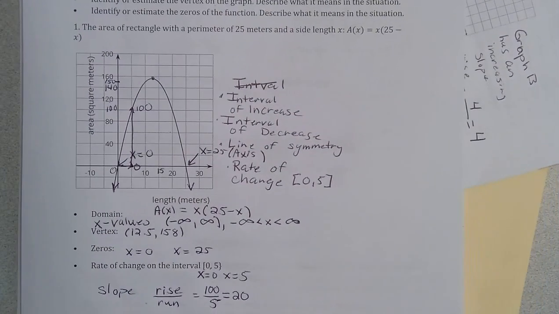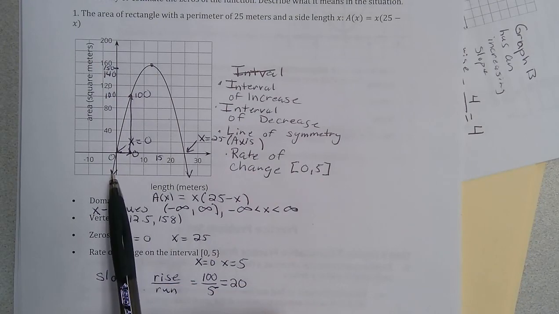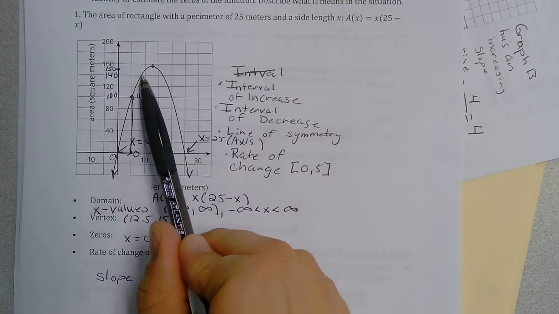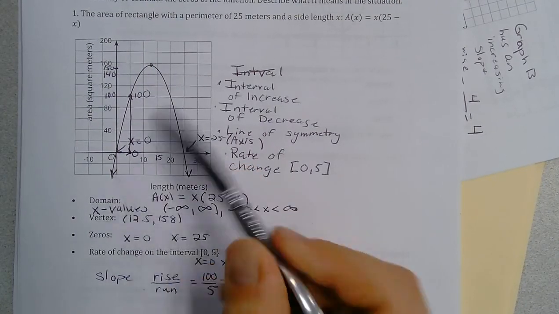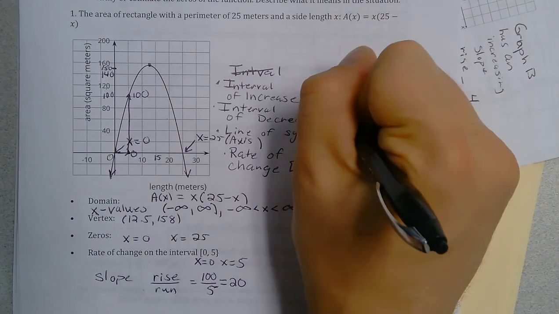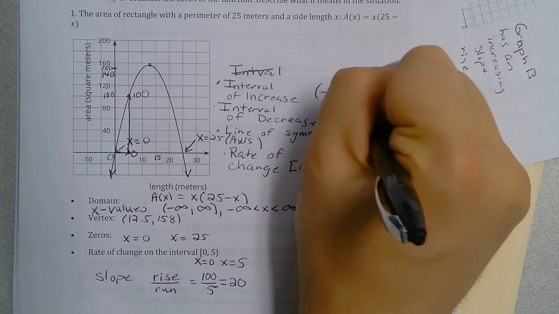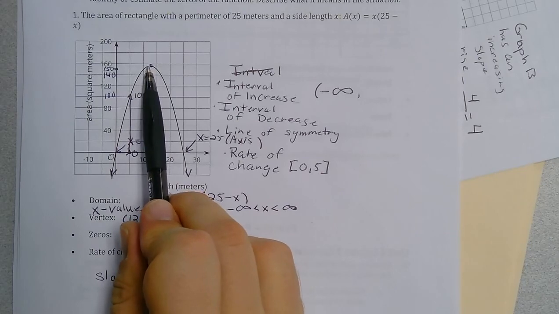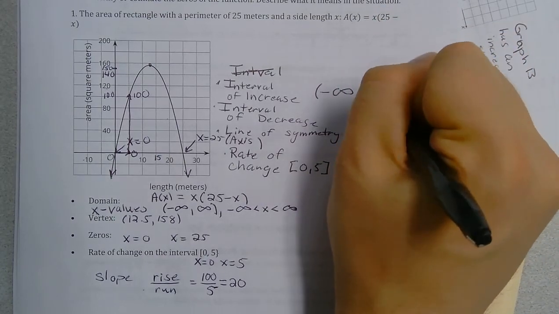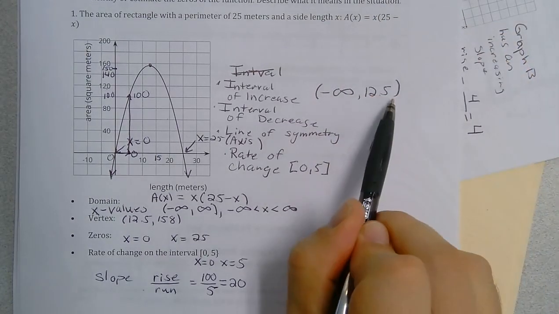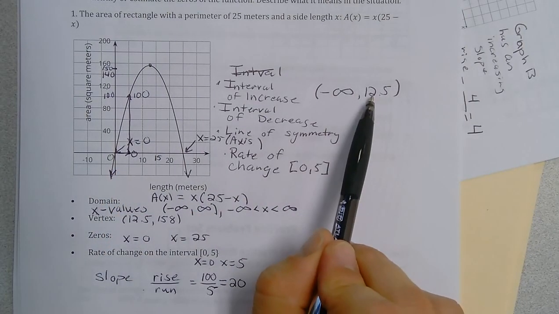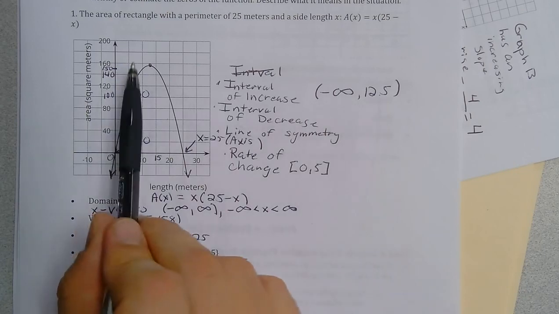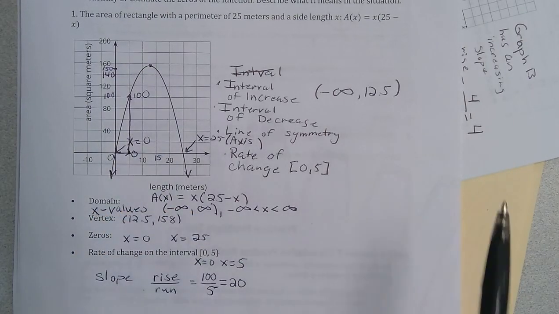Now, to describe our graph, the interval of increase is just saying when am I going up the parabola. So the lowest number for the interval of increase is going to be negative infinity. And then we stop at the x value that's at the top of the hill, or the vertex. So it stops at 12.5. Notice that I use a parenthesis and not a bracket because at the top of the hill, the graph is not increasing. It's actually not decreasing either. It's 0 because it's not increasing or decreasing.